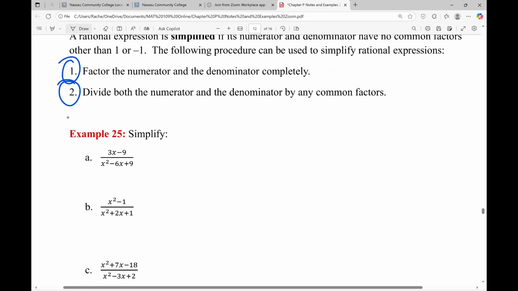So let's look at this example in 25a. We have 3x minus 9 divided by x squared minus 6x plus 9. We want to simplify it. So we need to look for common factors, but the only way to do that is to factor each polynomial in the numerator and the denominator. So let's factor 3x minus 9. I could factor out a 3. And then my other factor is going to be x minus 3, right?